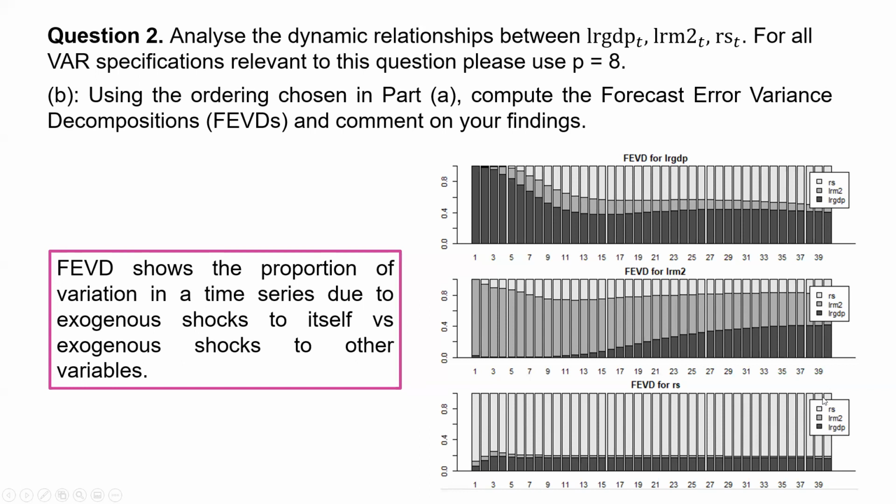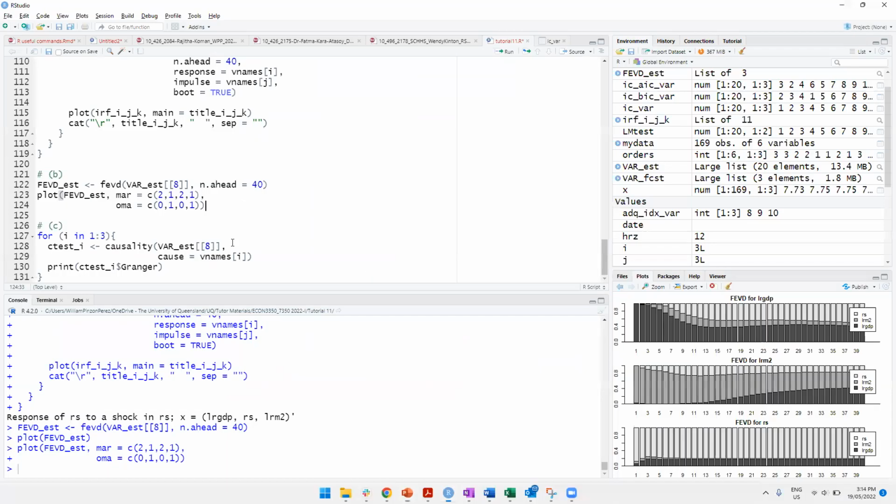probably goes down to 80% of the fluctuation of interest rates being caused by itself, and the other 20% pretty much by GDP, almost not at all by money supply. So that's how these forecast error variance decomposition graphs look and work.